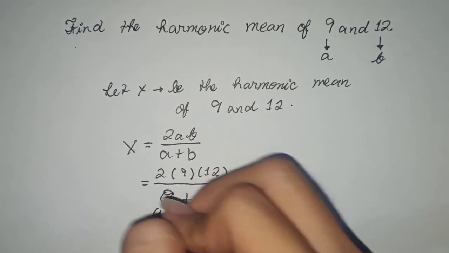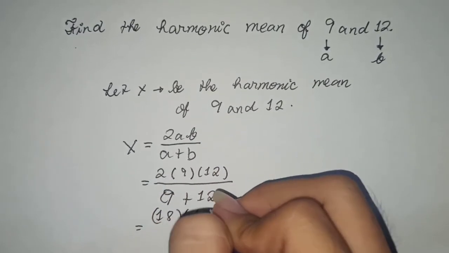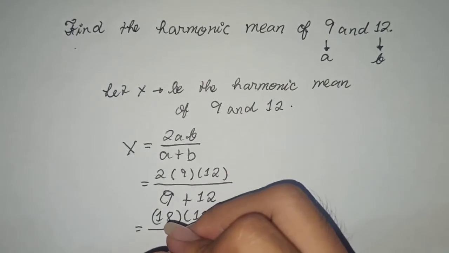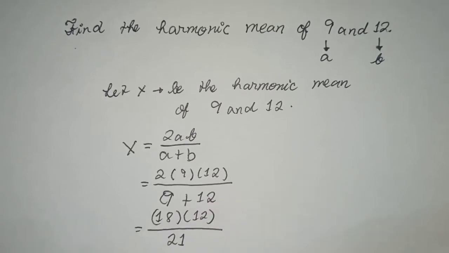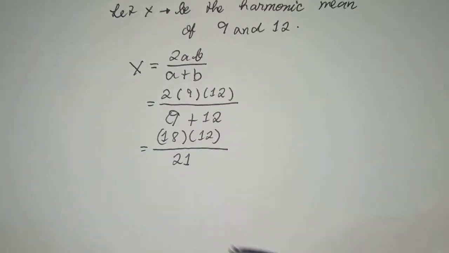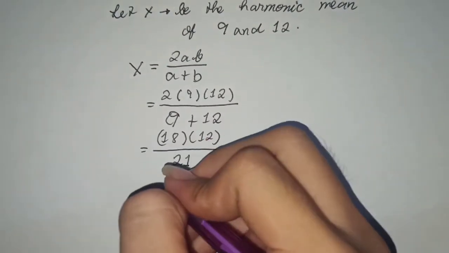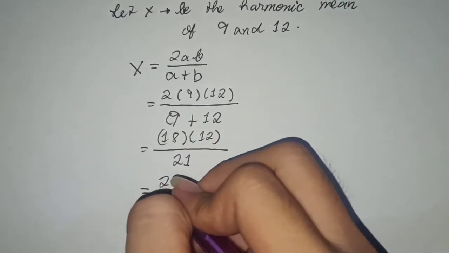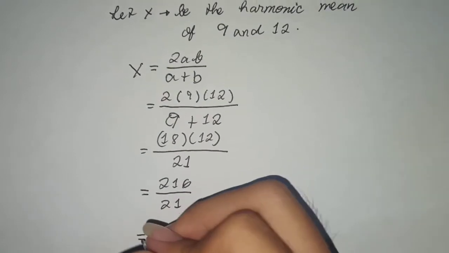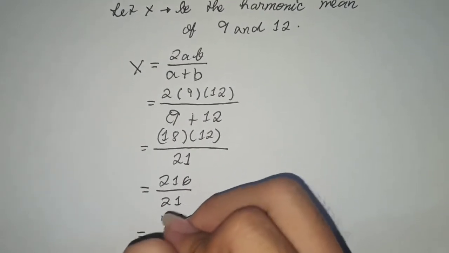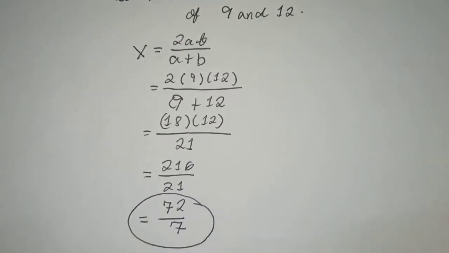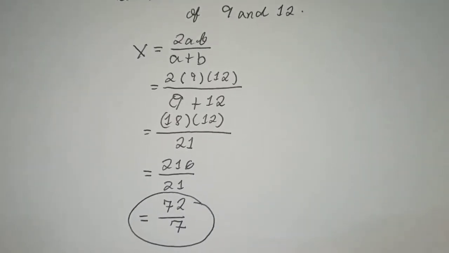Simplify. 2 times 9 is 18. Then times 12 over 9 plus 12 is 21. 18 times 12 is 216. Then over 21. Then we can reduce it, divide both by 3. So we have 72 over 7.